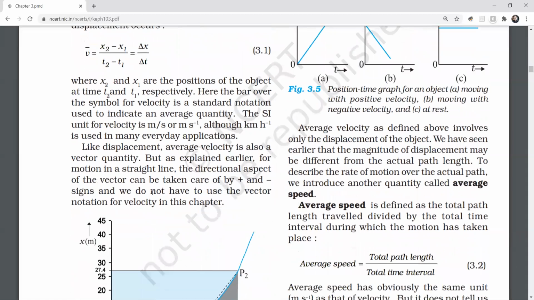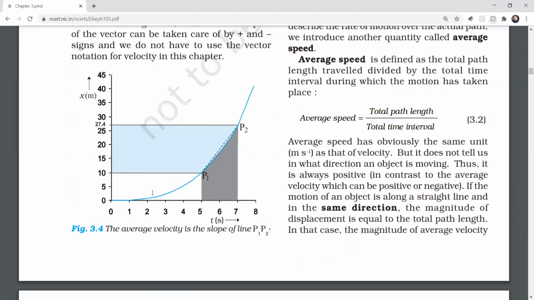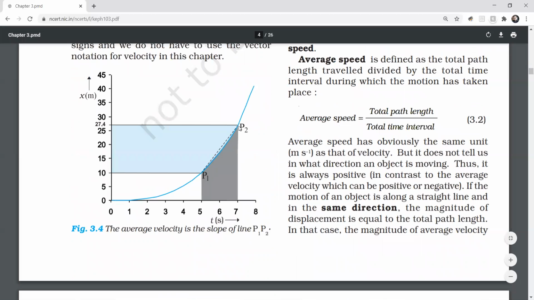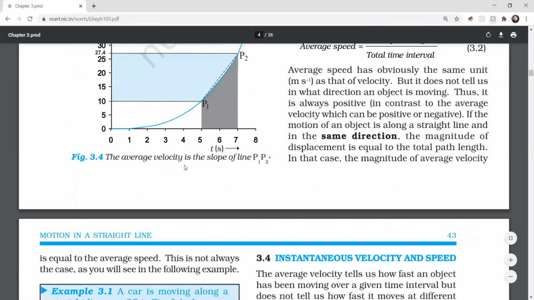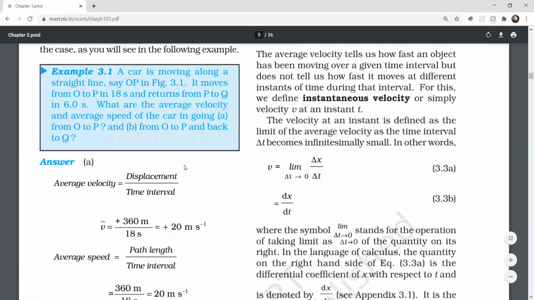Then we came up to a formula that says average speed. Average speed is total path length upon total time interval. And we also realize that the average velocity is the slope of the line between two particular time zones that we have decided. Now there are some sums that I wanted you guys to do. I hope you have done it.